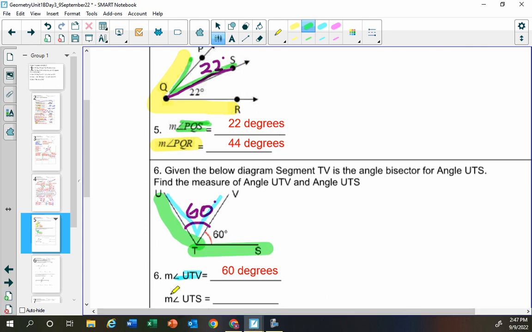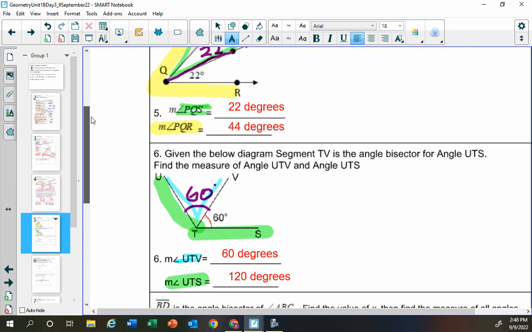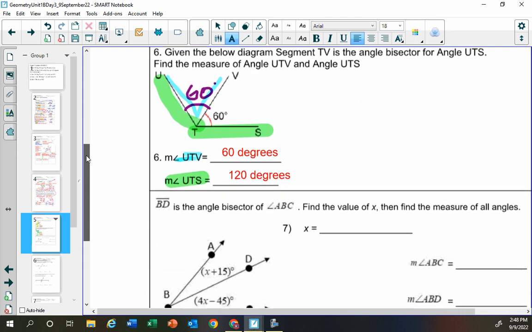Overall big angle: 120 degrees. All right. Good job. So far, so good. Any questions? All right. This is basically the last one, basically what we did in the other questions, but just put in a different wording. Exactly. All right, this last one.